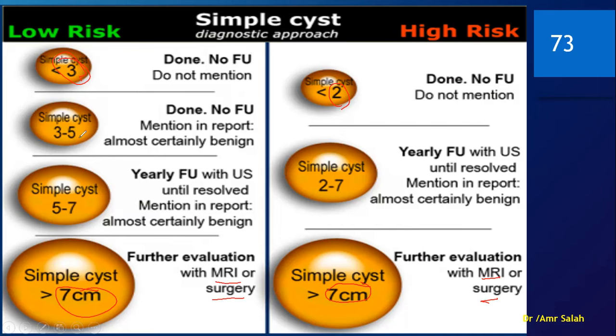Okay, it is functional. If it is from 3 to 5 and she is low risk, all right, it's most certainly benign. Mention, but do not follow up. If it is from 5 to 7, well, you would already mention it, of course, but she might need follow up, but hear me. This is not so very worrying. Mostly, it would be benign. However, yearly follow-up is recommended, okay? But if it is more than 7 centimeters, no follow-up. Directly do MR research. Here in the high risk, if it is from 2 to 7, this will merit yearly follow-up until it is resolved, okay? So the follow-up is for the high risk. But the follow-up for the low risk, only if it is from 5 to 7.